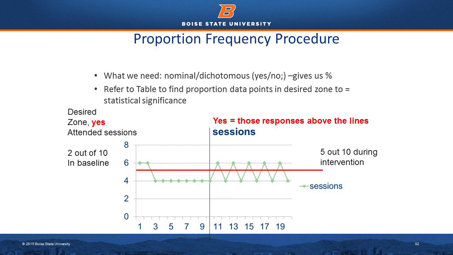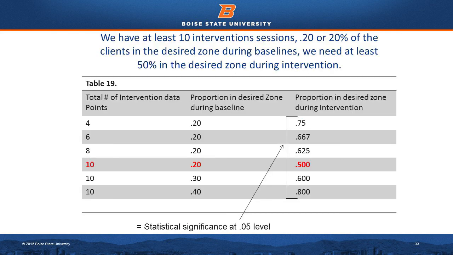For example, if we have 10 data points during the intervention phase, and we have 5 yes responses that the client performed a behavior that you and the client agreed for them to do, we would say that they engaged in 0.5 or 50% of the time in the targeted behaviors. Looking at the table, if there are 10 data points during the intervention phase, and there are 0.20 or 20% of the desired behaviors occurring during the A phase, we would desire 0.5 or 50% of the intervention scores to be in the desired yes zone. And that's exactly what happened. The table shown in the PowerPoint is based on an alpha level of 0.05. Therefore, a statistically significant difference occurred.